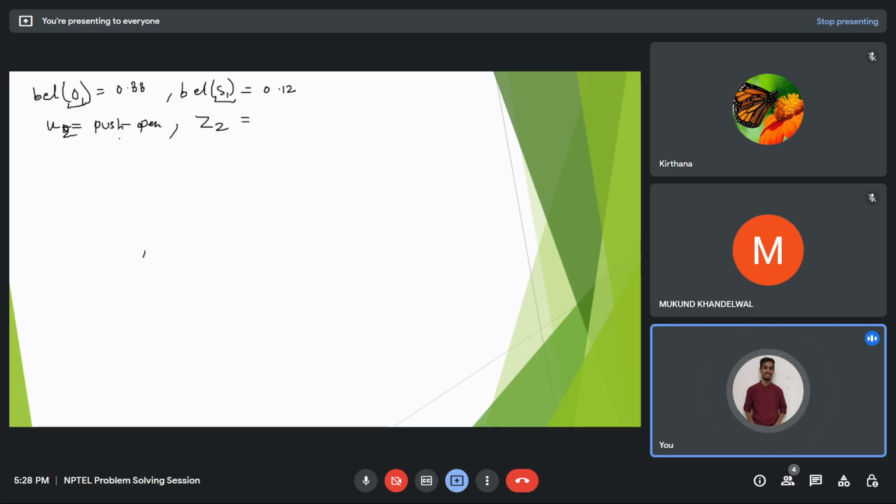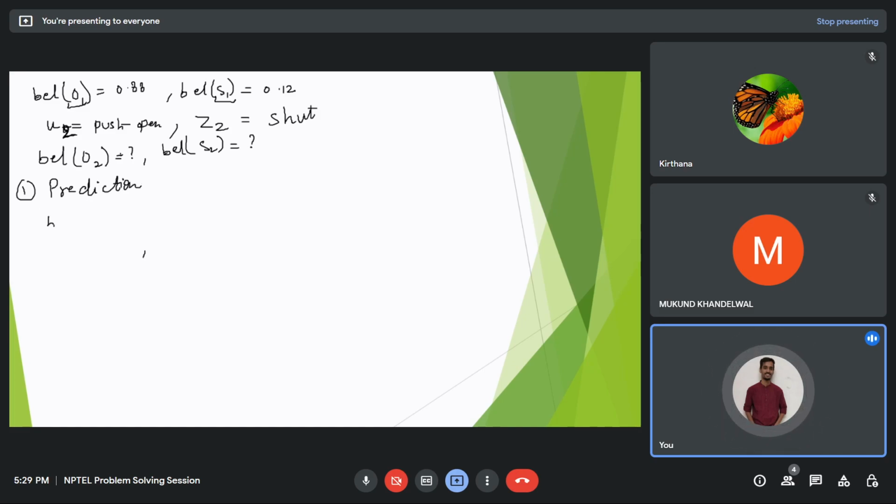Okay, so now we are taking another case, that the robot has actually tried to push the door. And the sensor has now told you that the door is actually shut. So now I just want to know what the new probability is after these two actions. Basically, what is your belief that the door is open at the second step, and the belief that the door is shut at the second step. Okay, so again, our first step is the prediction step.